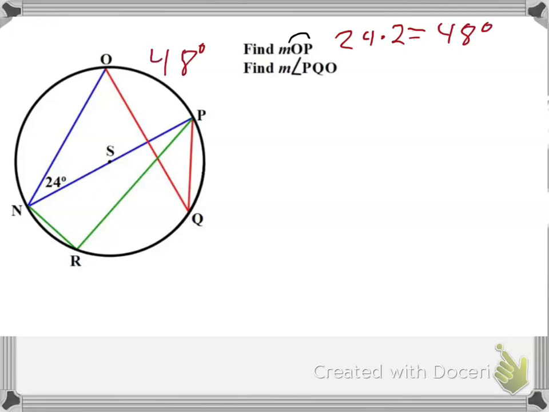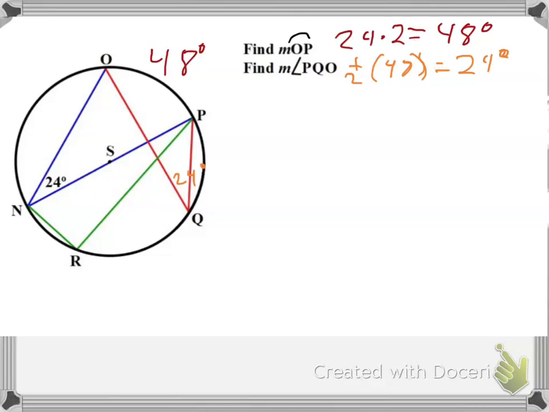All right. Now it wants us to find the measure of angle PQO. So PQO, that's the red angle there. Well, that's an inscribed angle. It intercepts arc OP, so that means it is half of 48, which is 24 degrees. So you'll notice angle ONP and angle OQP both have the same measure, right?